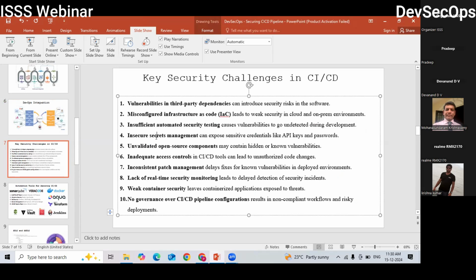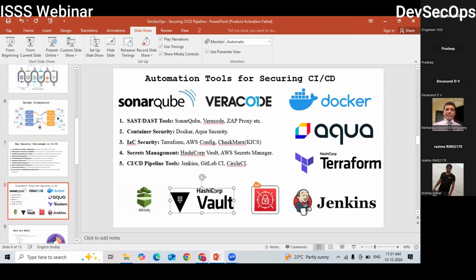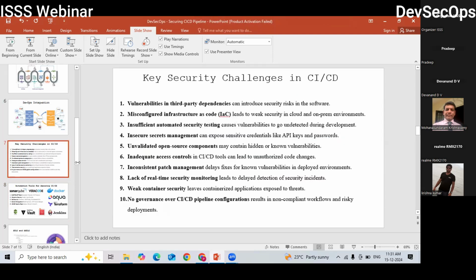And secrets management is very, very important. So many organizations put all the secrets into GitHub and think that it is safe. No, they should not. They should put them into some kind of password management system, like HashiCorp or any kind of vault. Otherwise it can lead to vulnerabilities as well.